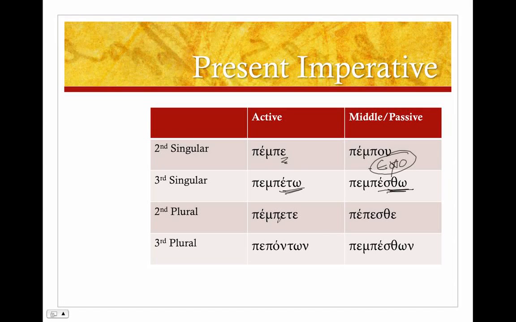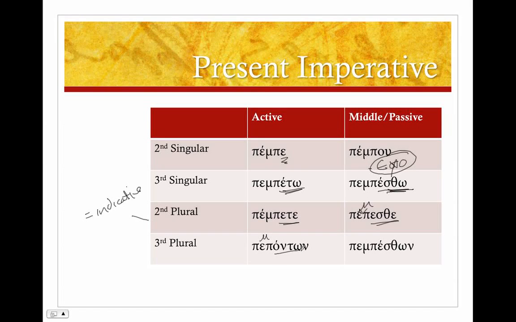So send, plural, be sending, pempete. Notice this is exactly the same as the indicative. And I missed a mu in there. Pempete, pempesthe. So there, again, like the indicative, second plural indicative. So the thing to remember is second plural equals indicative. So you already know that one. That's nice.